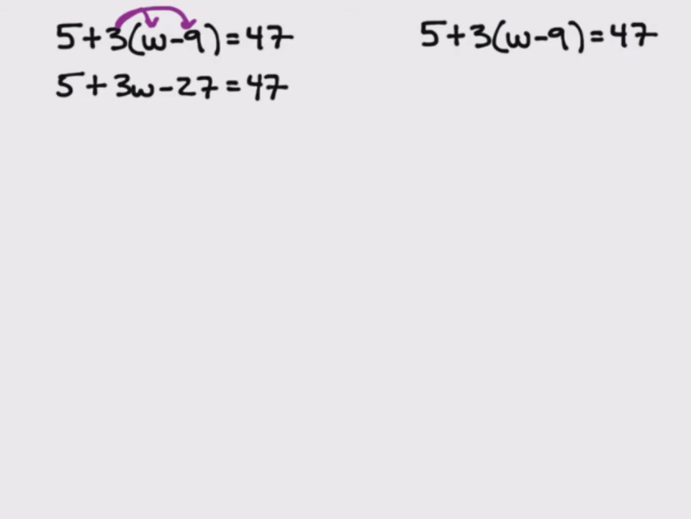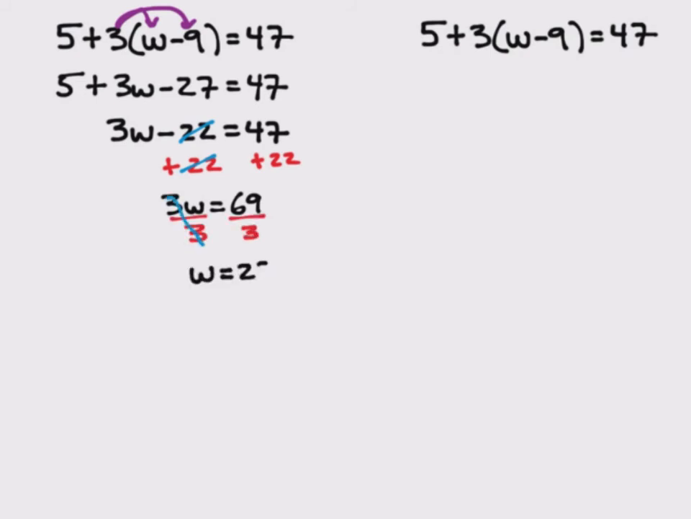Before we do anything, let's combine that 5 and the negative 27. 5 minus 27 is negative 22. So we've got 3w minus 22 equals 47. And from here, I hope you know how to solve this equation. Alright, life is groovy. We found our solution, 23. But there is another way to solve this.